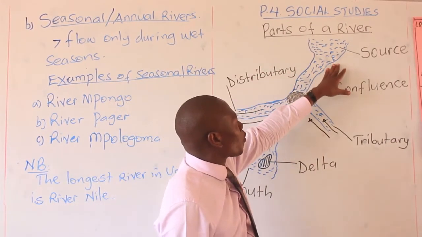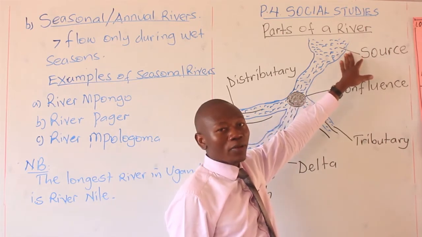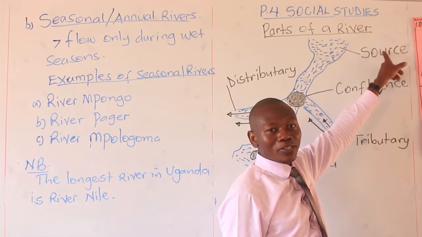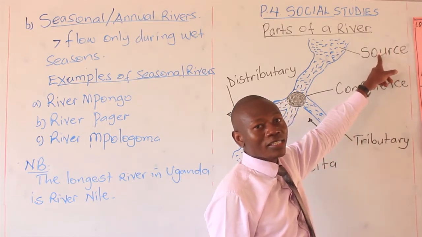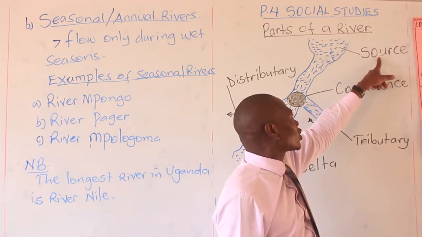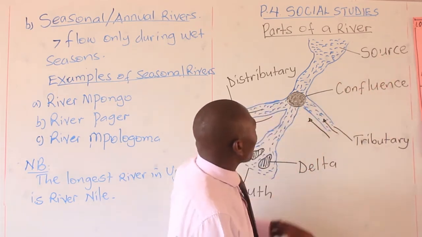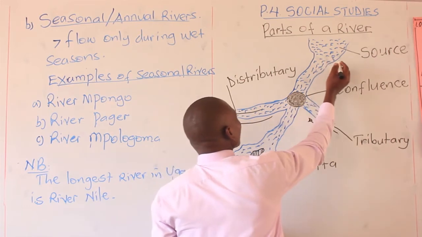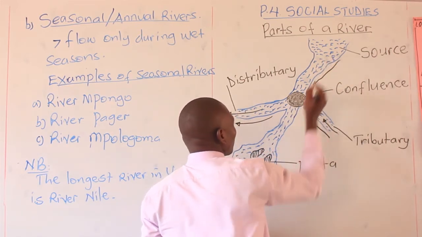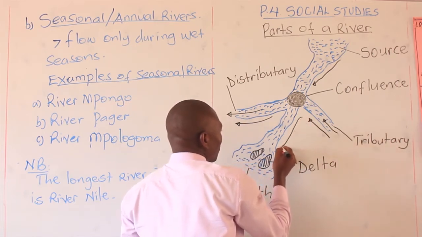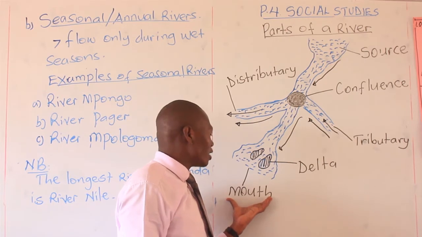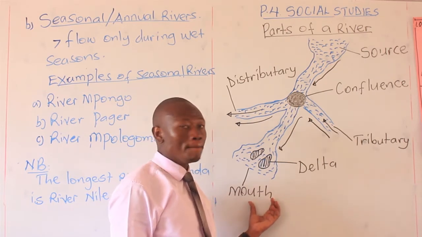A point where a river starts from is what we term as a river source. A river source is the point where a river starts to flow in a certain direction. For this matter, our water is flowing in this direction. It is flowing from the source to where it ends. A point where the river ends is what we term as a river mouth.